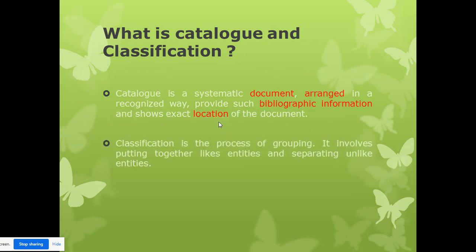Moving forward, classification now. What is classification? In very simple terms, classification is the process of grouping. It involves putting together like entities and separating unlike entities. Classification is a process of grouping which involves putting together like entities.